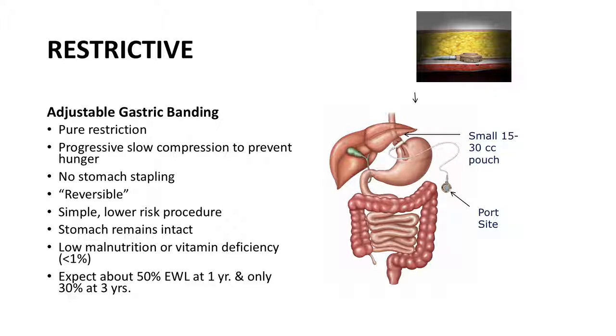And this is the band, just for completion. Pure restriction, progressive slow compression of the outlet by inflating the balloon that is inside, prevents you from being hungry. It's the safest one. There is no stapling. It is reversible. You just remove the band. And very low chance of malnutrition. But the problem is that at 3 years, the weight loss settles at about 30%. That's perhaps the reason why it's going away.